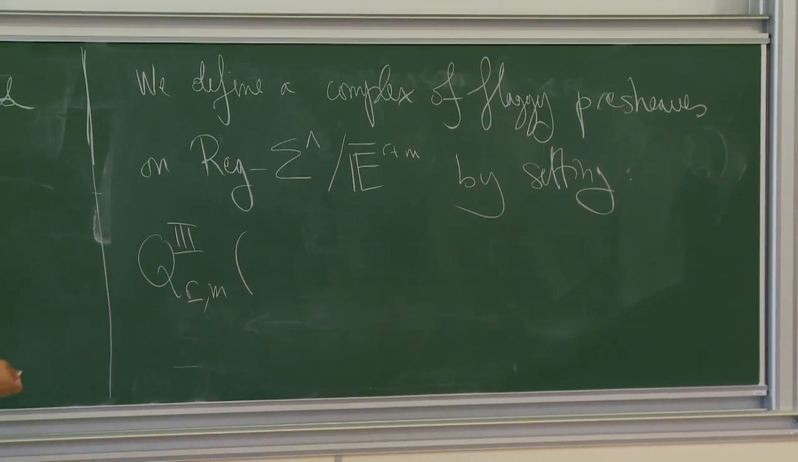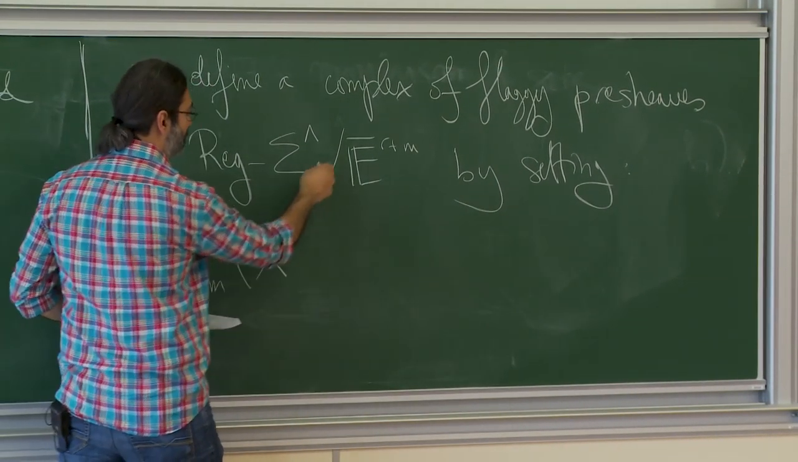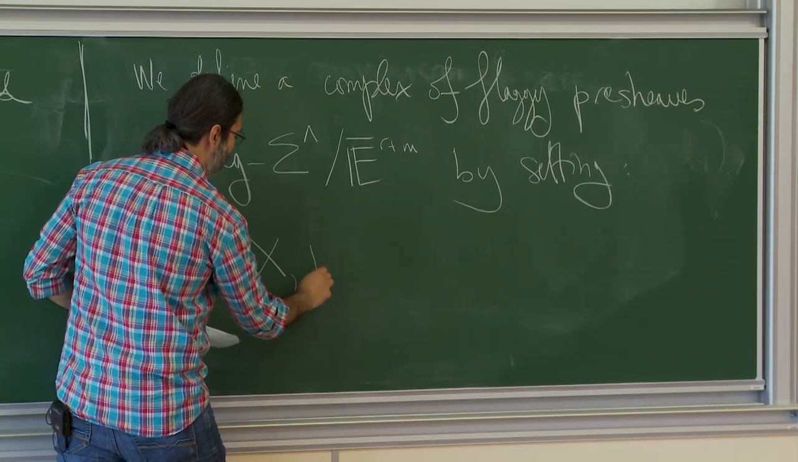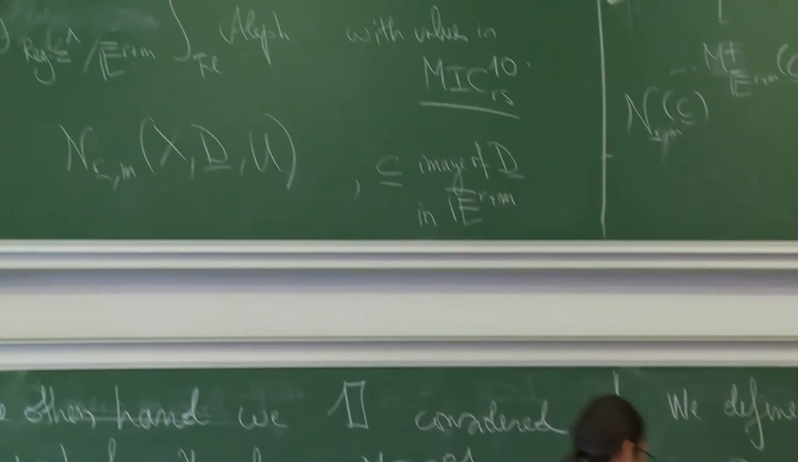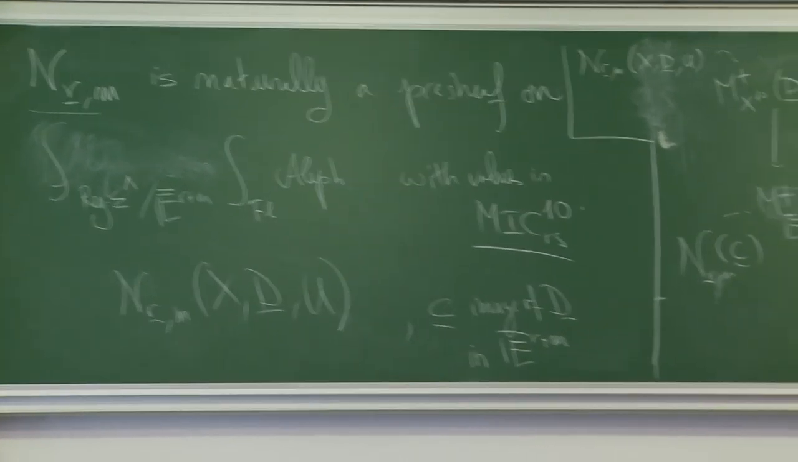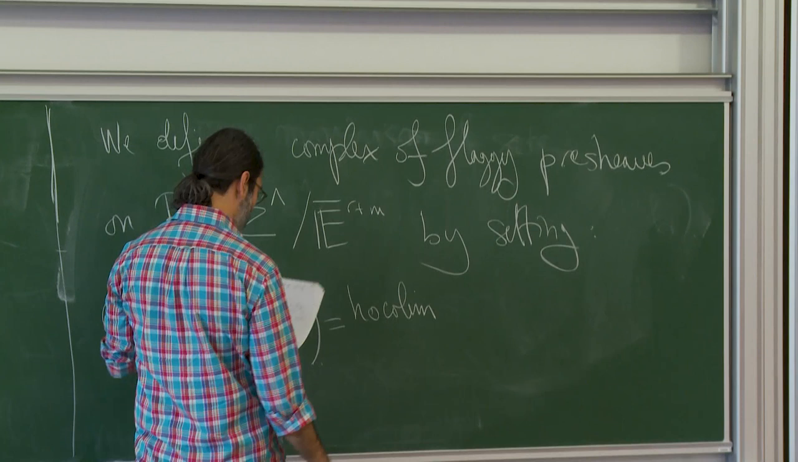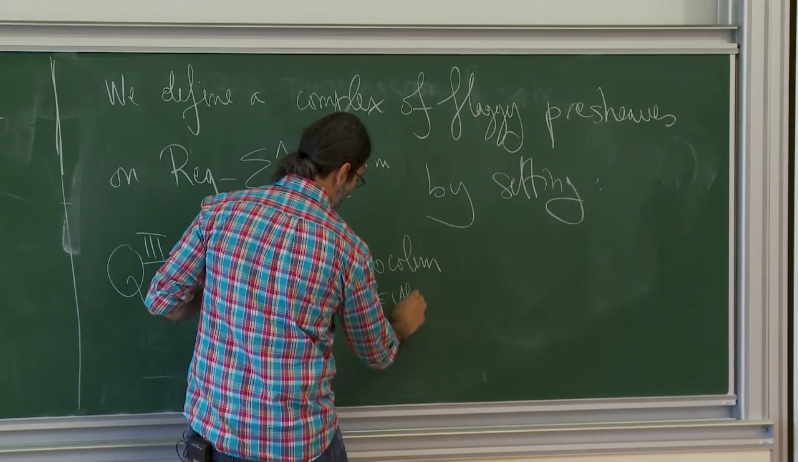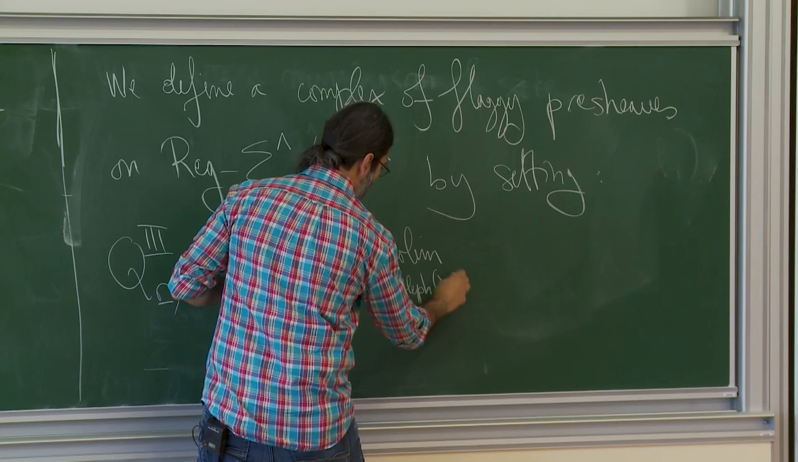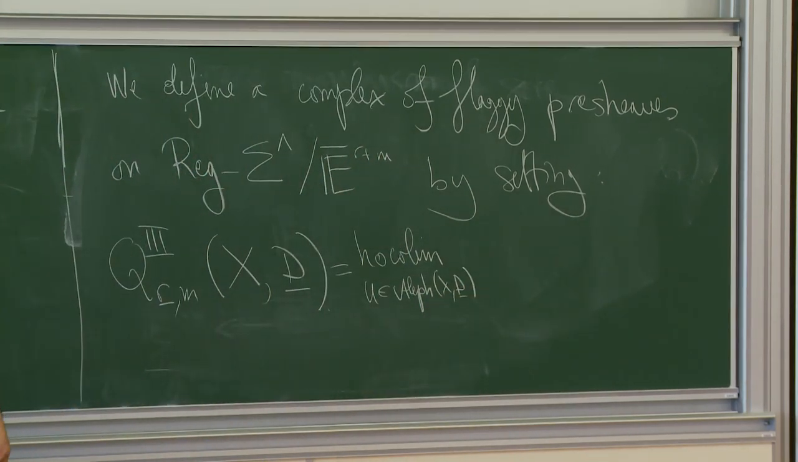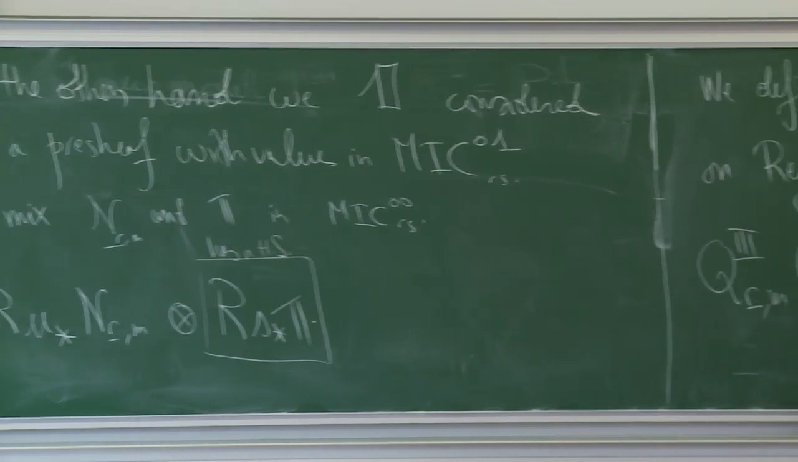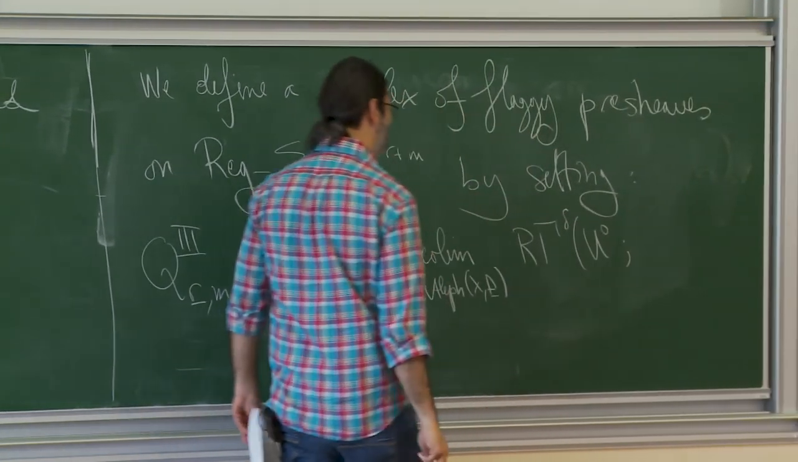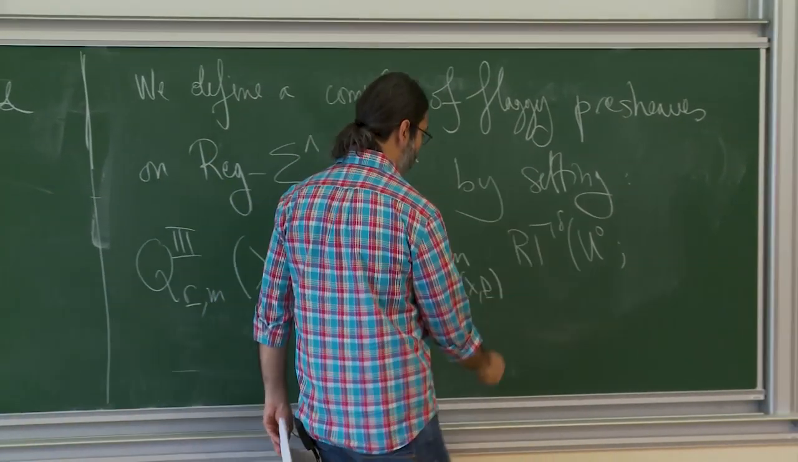So I have to evaluate this on an object, a wedge object X, and then a choice of a flag in D. So if I fix X and D, then you see I still have U, which is varying. So what I do, I just take a homotopy colimit over U in aleph X D of this object, or global section of this object, gamma delta. So this is the global section at U0 of this object.